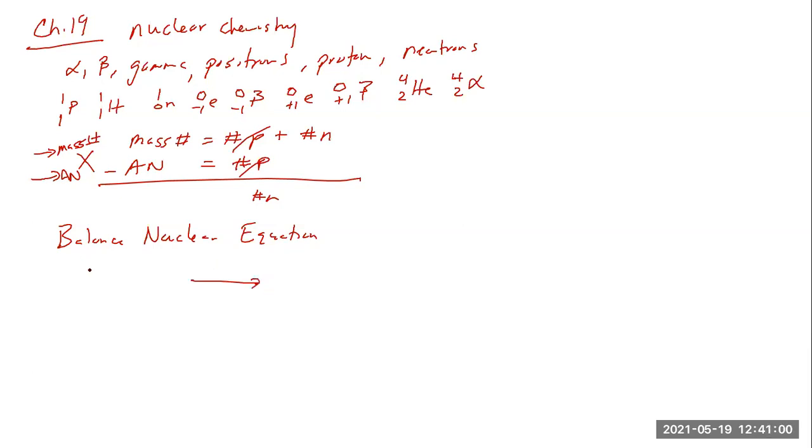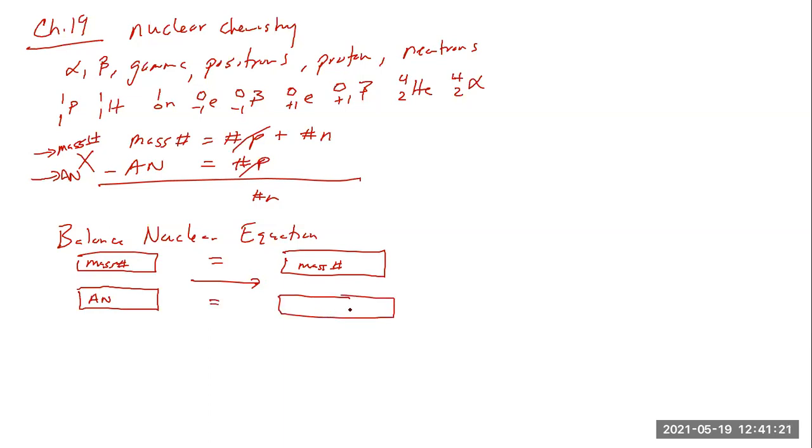Basically, what you want to do is take all the mass numbers that you got on the left-hand side. They need to equal all of the mass numbers that you have on the right-hand side, and vice versa here as well. All the atomic numbers that you have on the left-hand side need to equal all the atomic numbers that you have on the right-hand side.